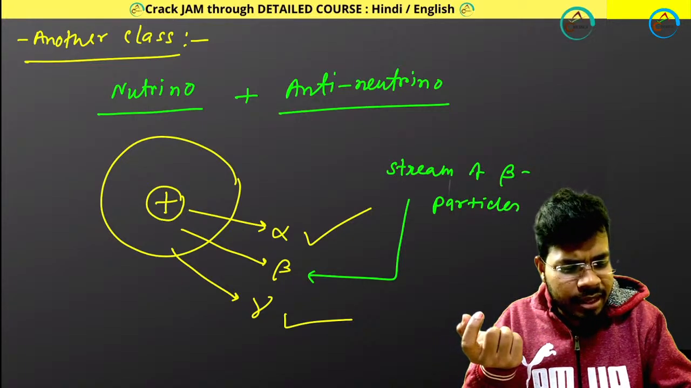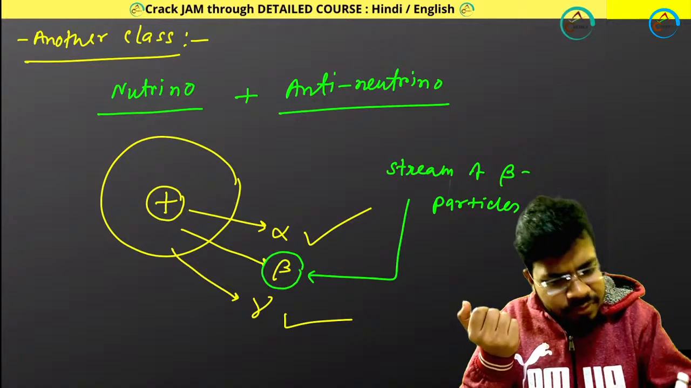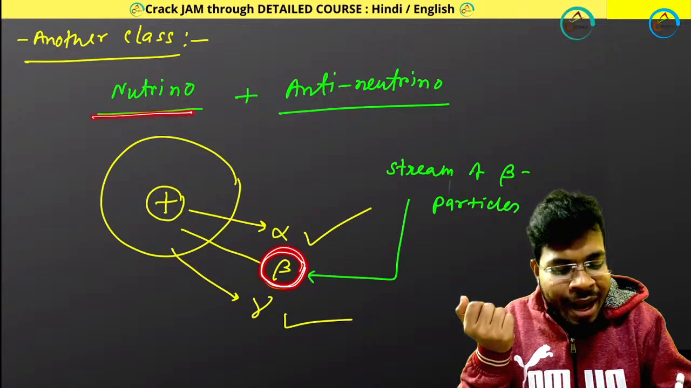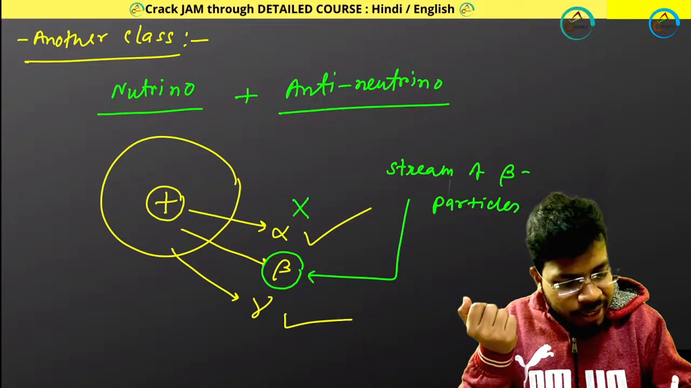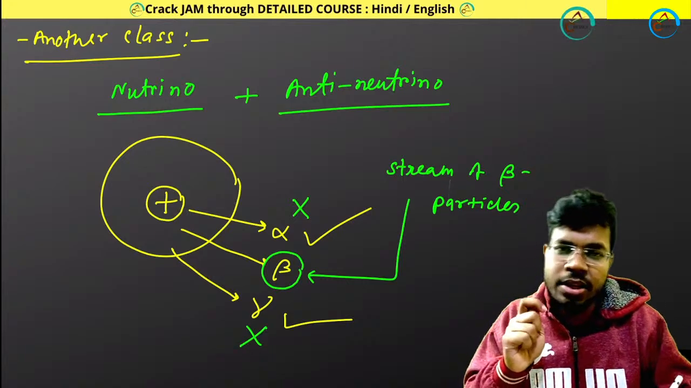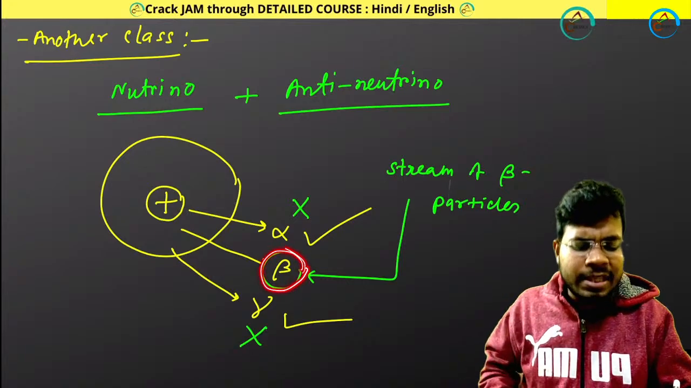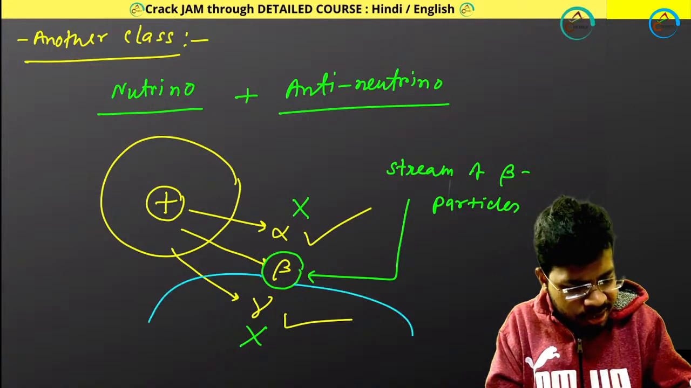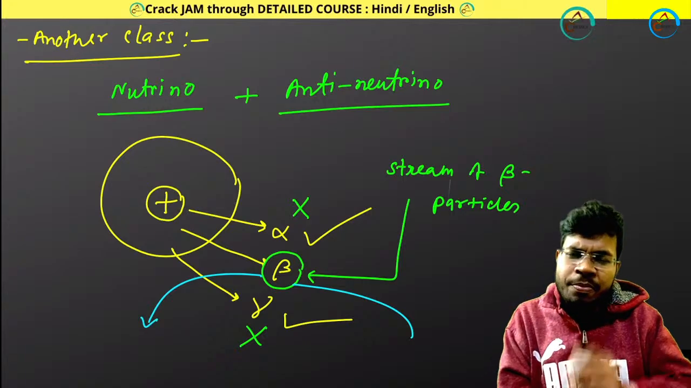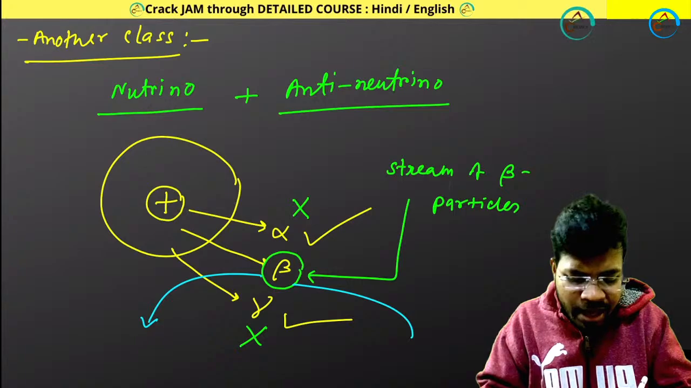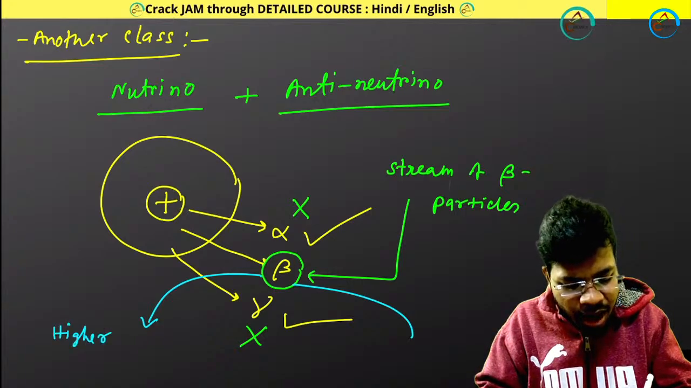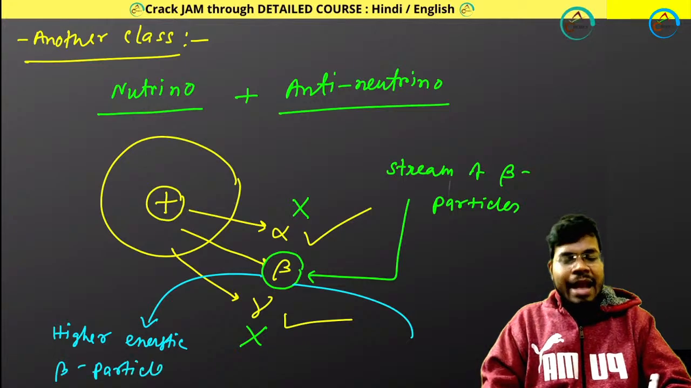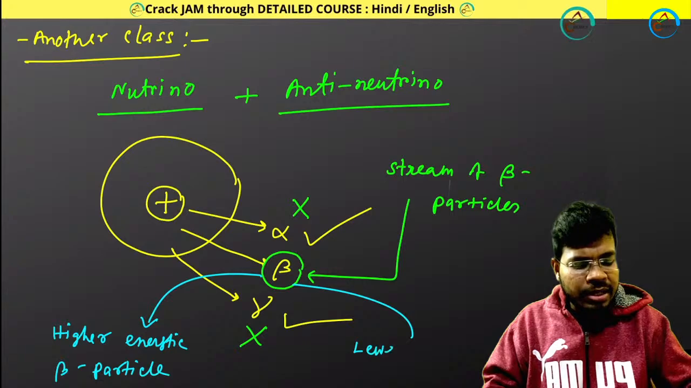Now the thing is that we have to consider these beta particles to understand this neutrino and antineutrino. We don't need to consider alpha particles or gamma rays. We need to understand beta rays. So beta rays can have two different possible properties. In one possibility, your beta particle can be a higher energetic beta particle, and in another case your beta particle can be a lower energetic beta particle.